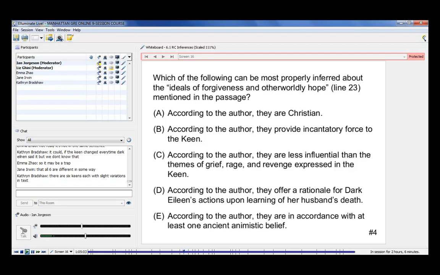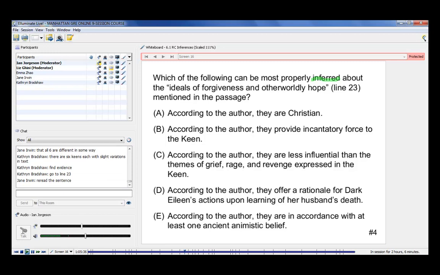Okay, so they're asking us to infer something about the ideals of forgiveness and otherworldly hope. What should I do if they're asking me to infer something about these ideals? Remember, this is the keep it simple day. How? Tell me exactly what the first thing I should do is. Don't be vague. Yes, reread that sentence.